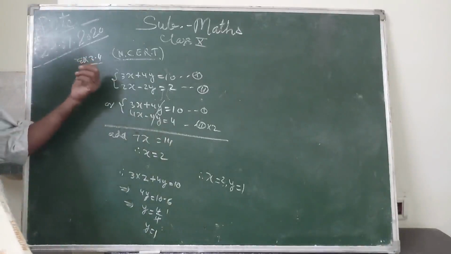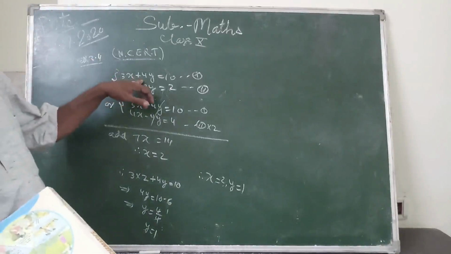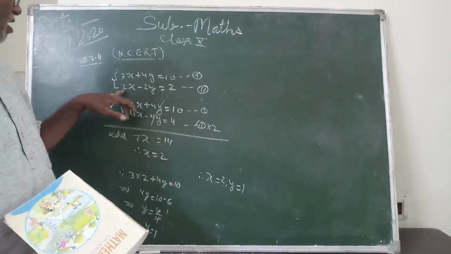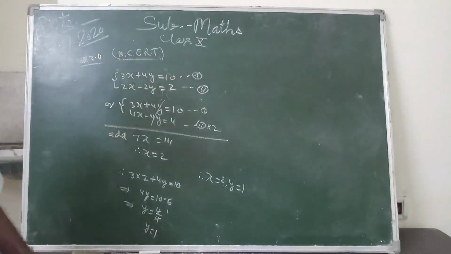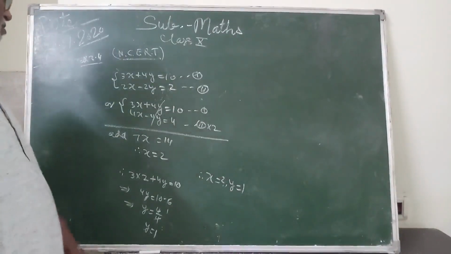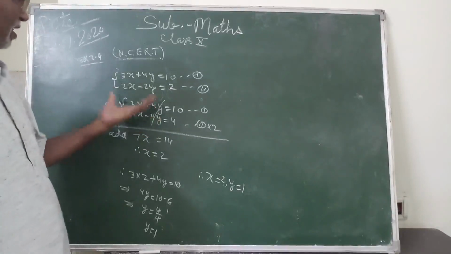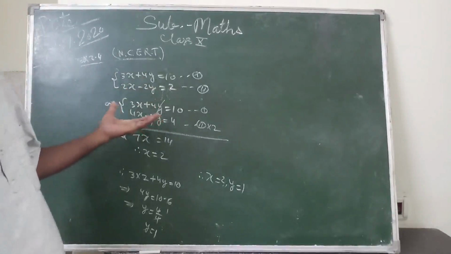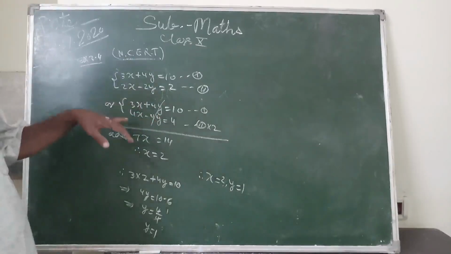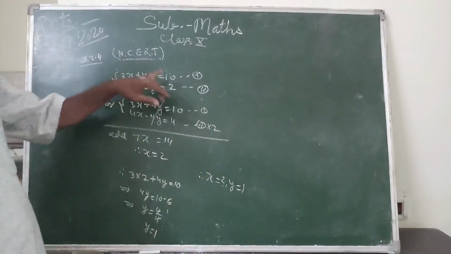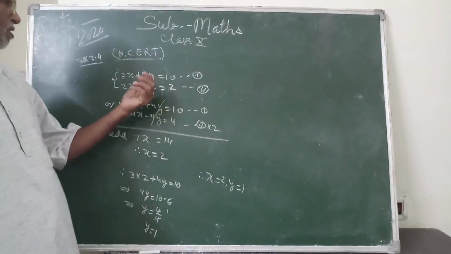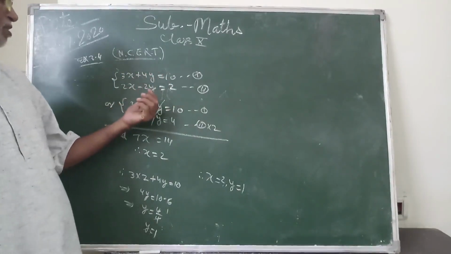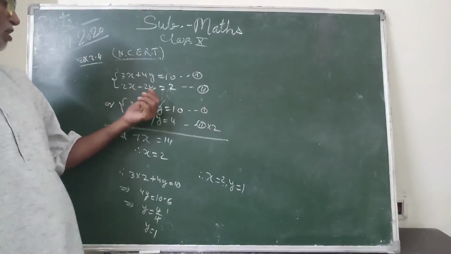Exercise 3.4. To solve the equations 3x plus 4y is equal to 10 and 2x minus 2y is equal to 2 by the elimination method. In the elimination method, we eliminate one variable by multiplying or by making the two values of its coefficient equal. So the first equation is given 3x plus 4y is equal to 10. The second is 2x minus 2y is equal to 2. Here 4y is just twice the value of minus 2y.